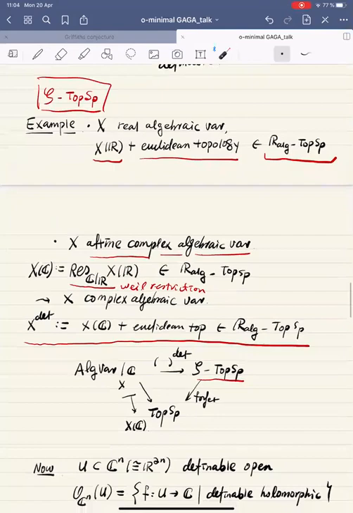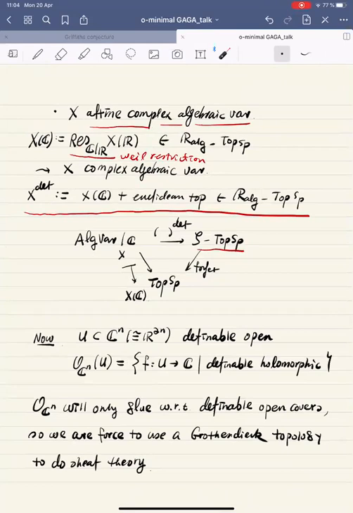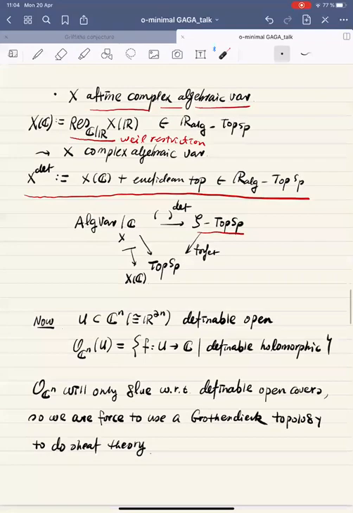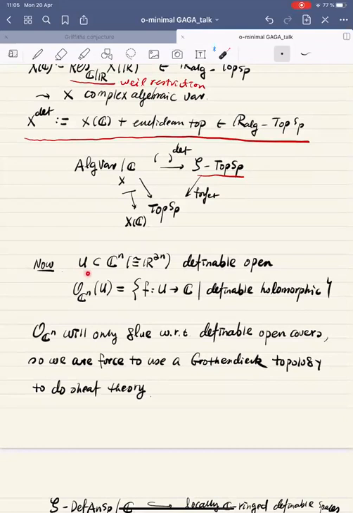So now we want to do sheaf theory on definable topological spaces. For this, let me first introduce some notation. Suppose you have a definable open subset of C^n. We use the real and imaginary parts to identify C^n with R^2n, so we can talk about definability. And we define the sheaf O, where the sections on each definable open subset are just the definable holomorphic functions on that open subset.